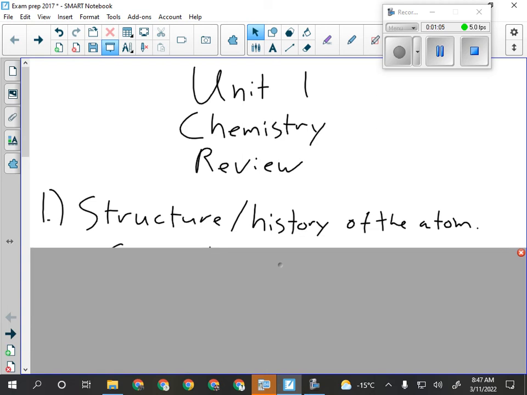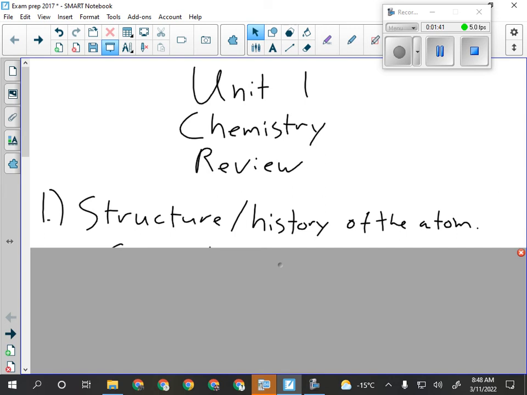The first thing we went over was structure and history of the atom. Right now, I'm not going to be asking for the date that Rutherford ran his experiment or anything like that. But in terms of history of the atom, the important things to know would be the people who made the most important discoveries. I would say that's Dalton and Rutherford and probably de Broglie. Okay?